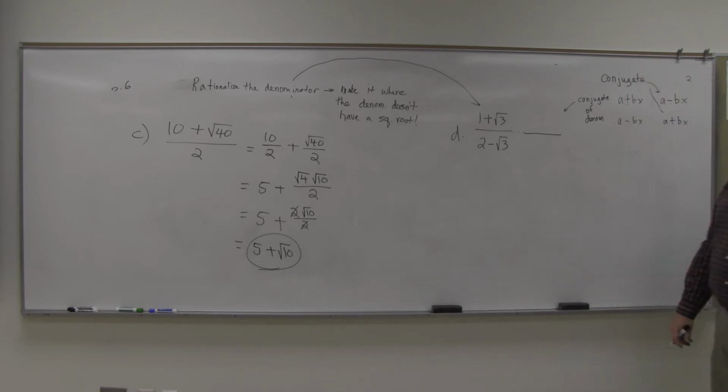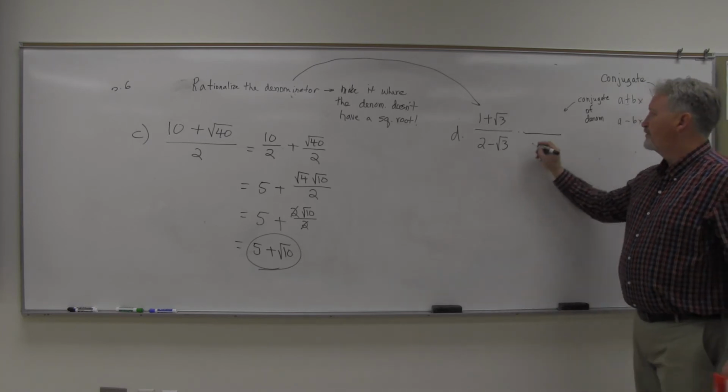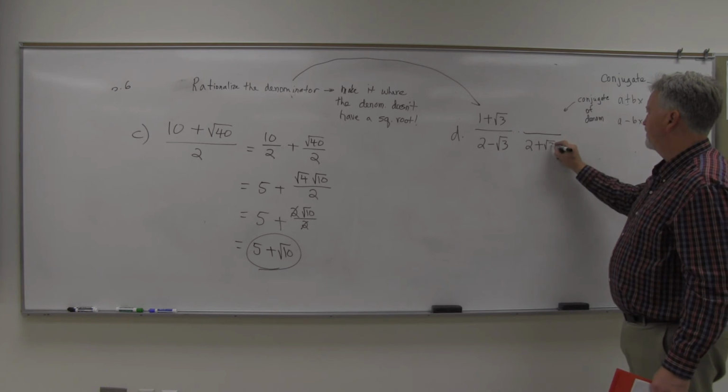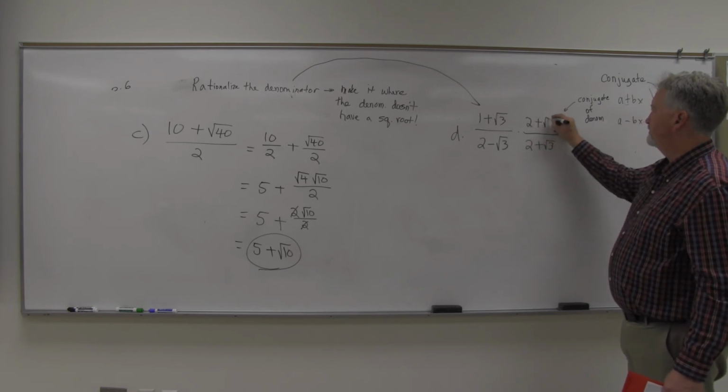So beside that one, let's write the conjugate of the denominator. What would be the conjugate of this denominator? 2 plus the square root of 3. So I have to do that on top and bottom.